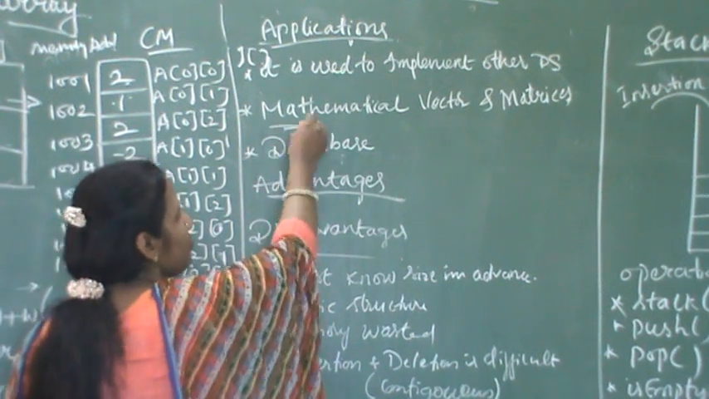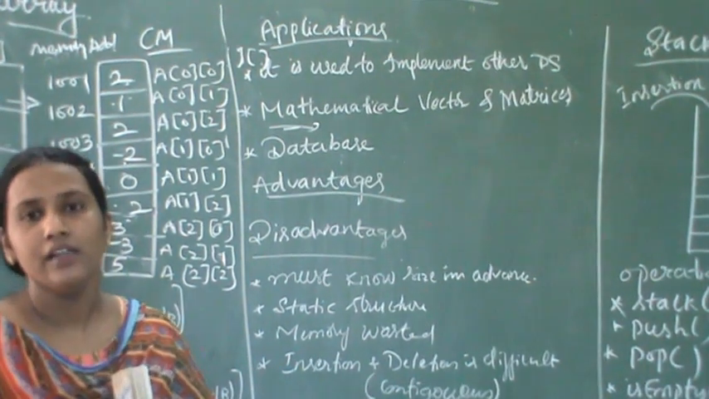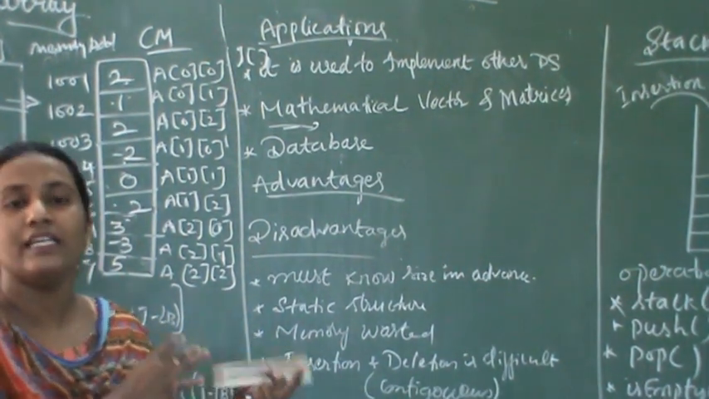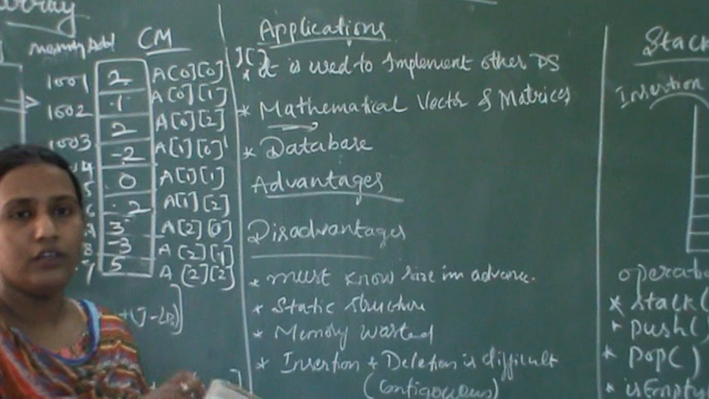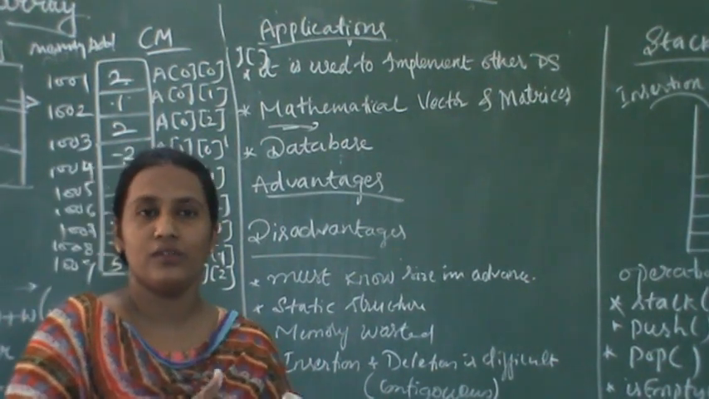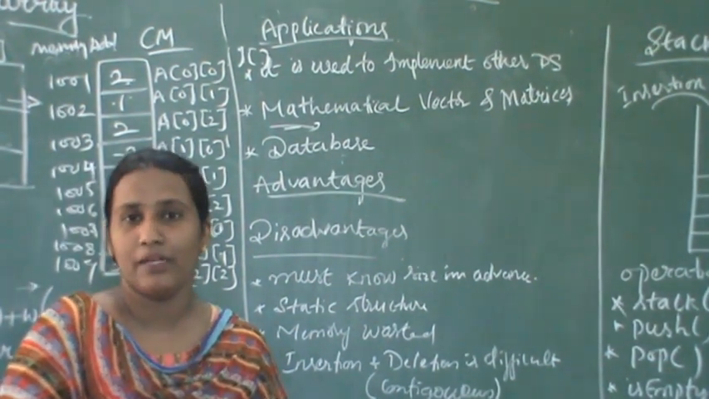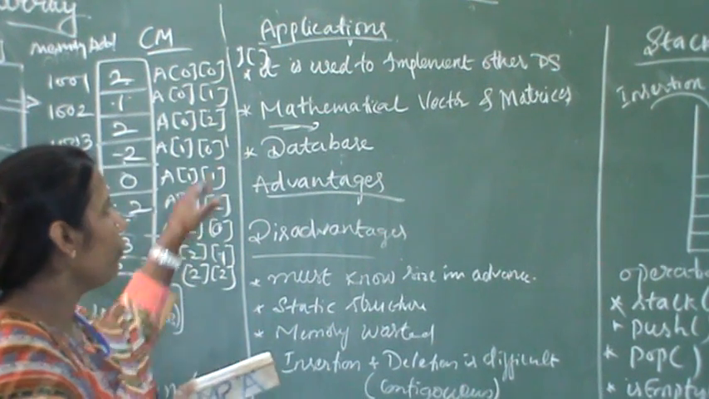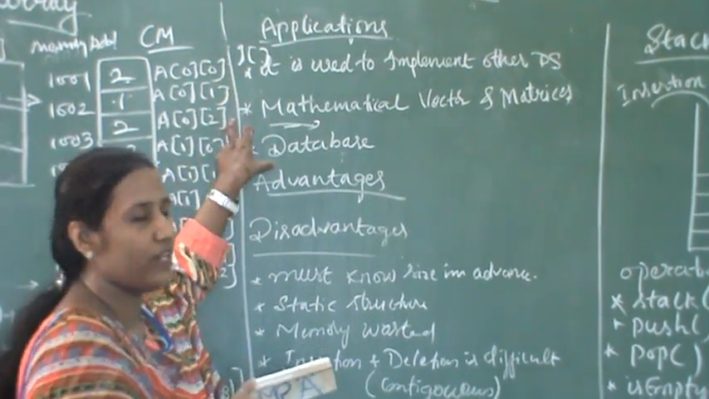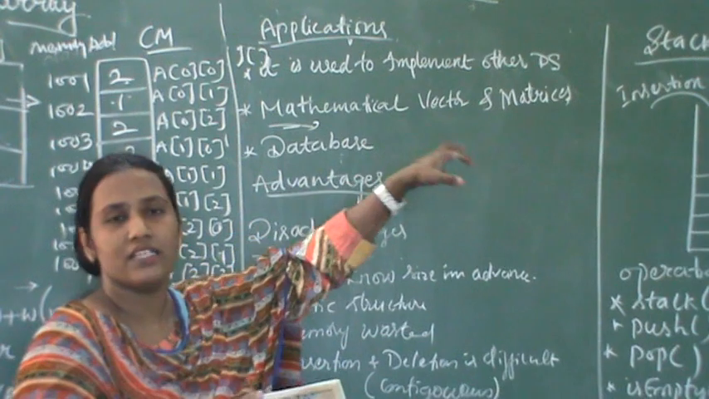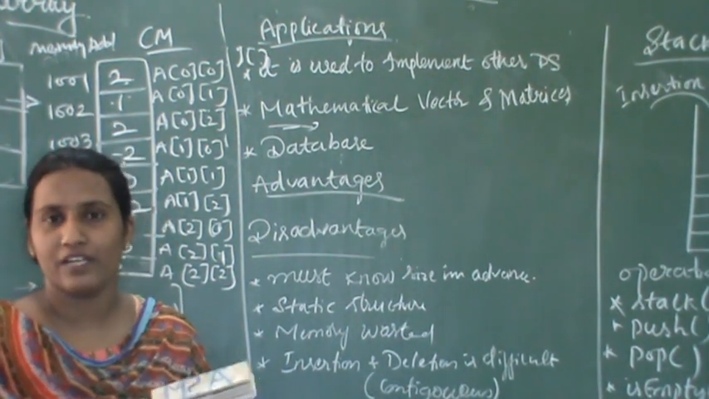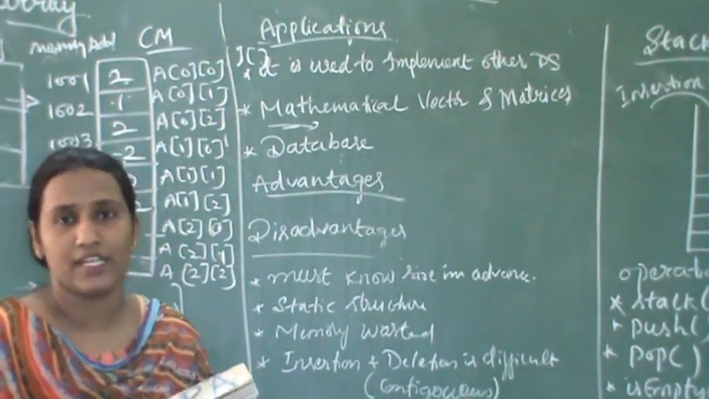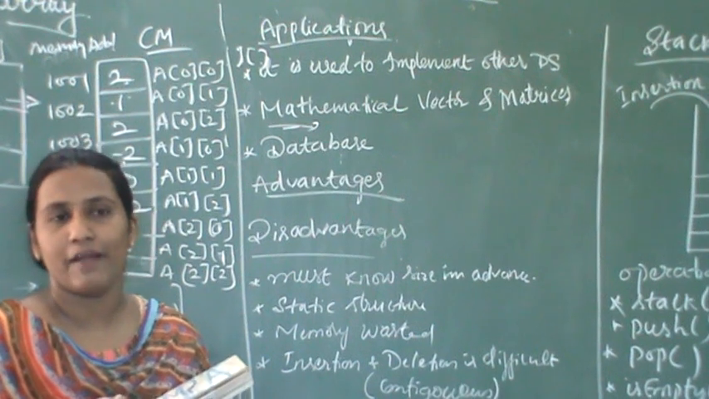It is also used for mathematical vectors and matrices, particularly in mathematical fields. In the chemical and mathematical fields, they use arrays much. They use mathematical vectors and matrices because a two-dimensional array is also known as a matrix array. So why are we saying that it is a matrix array?